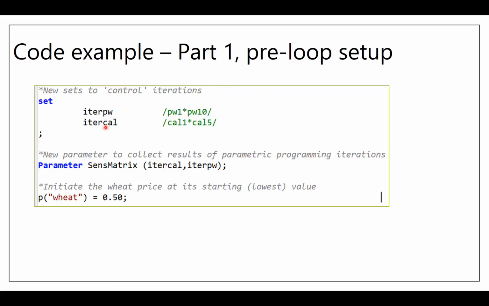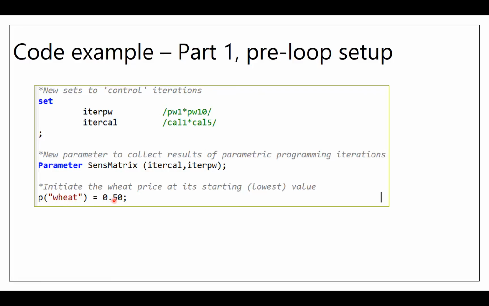We'll do the same thing for the calories, right? So this is the iteration over calories. We're going to do calories 1 to calories 5, and those will be the labels for those set elements. Okay, so we need a parameter that will collect all of our results, and so we're going to make the rows the calorie iterations, the columns the price iterations. Okay, so as we read down, we'll see calorie 1, 2, 3, 4, and 5, and then across will be the changing prices. And then lastly, right before we start into our loop, we need to set the price of wheat at its initial value.